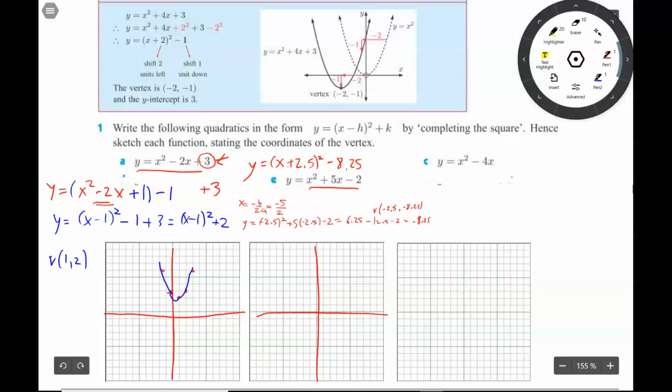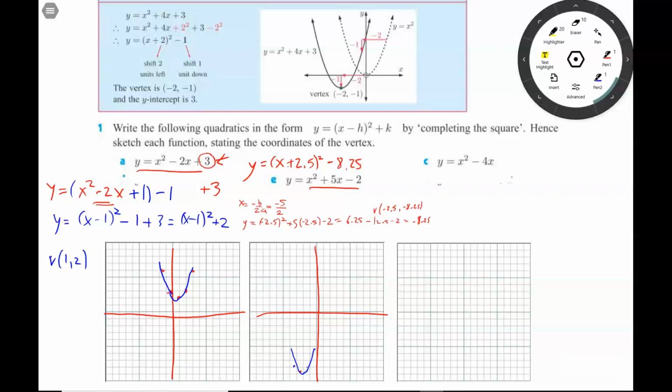Okay, and if I was going to graph that, I would put points at negative 2.5, negative 8.25, so it would be about here. And again, this is a parent function parabola. So it's just about the regular width parabola, kind of like that.